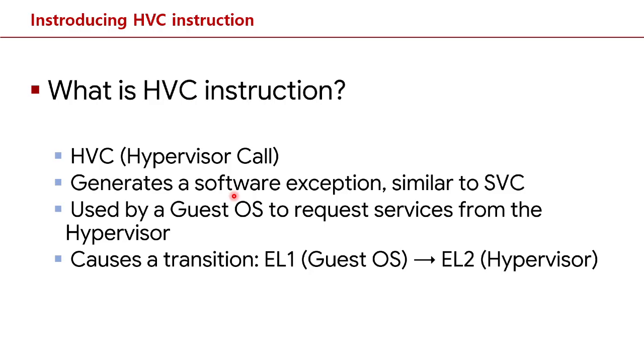If you run any arithmetic assembly instruction, the program counter moves to the next address. But with the HVC assembly instruction, the program counter moves to the exception vector address at exception level 2 by switching exception level. This assembly instruction is mainly used by the guest OS to request service from the hypervisor. As you know, it will switch the exception level from exception level 1 to exception level 2.